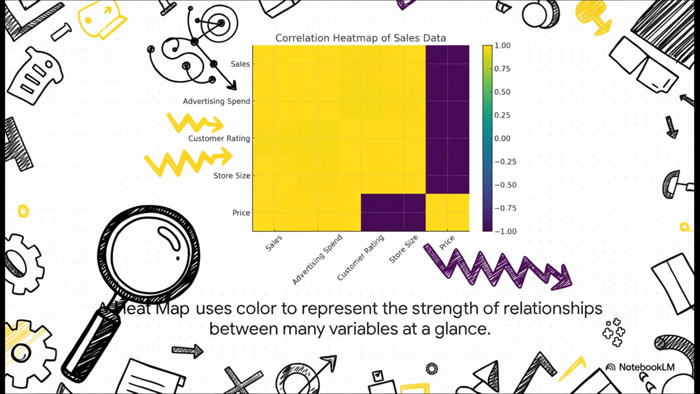This thing is just brilliant. It uses color to show you how strong the relationship is between every single pair of variables you have. Bright colors mean a strong connection, dark colors mean a weak one. In one single glance, you get an X-ray of your entire data set.